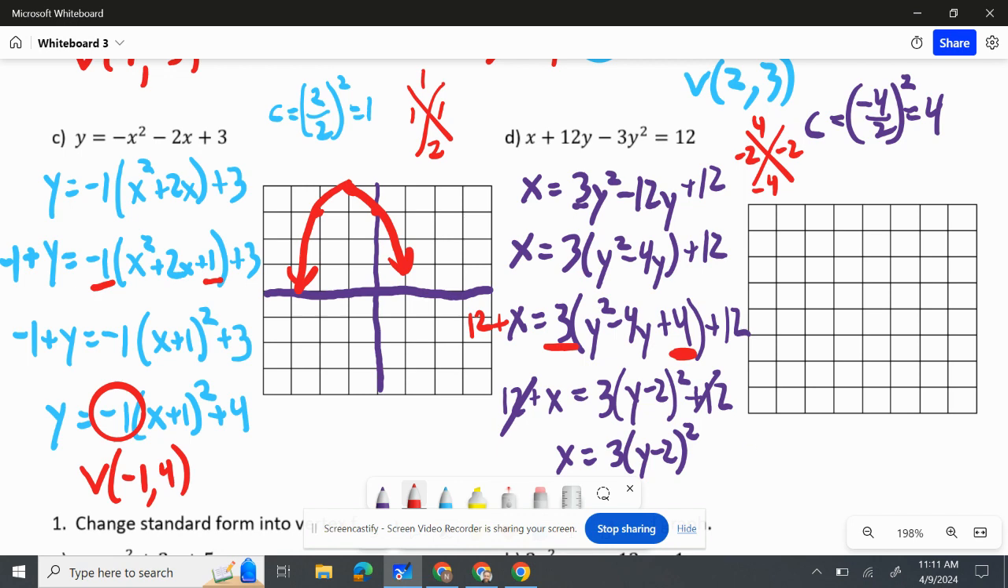So my vertex, the x value is 0 and the y value is a positive 2 because it's always the opposite. So I have 0, 2. My a value is 3. Notice it's x equals. X equals is left or right. Since the 3 is positive, it's going to go to the right 3, up and down 1.